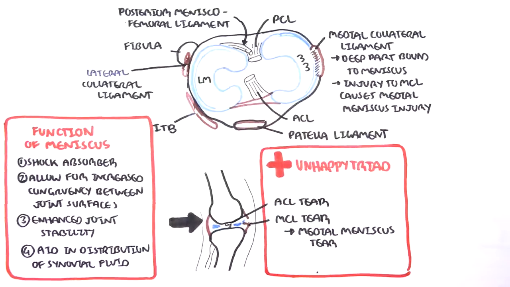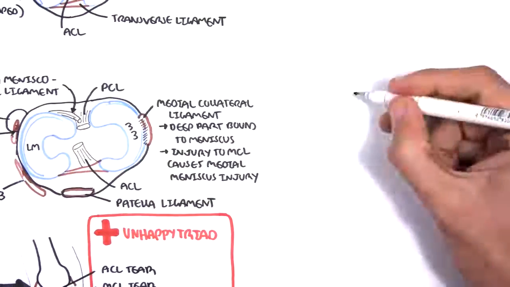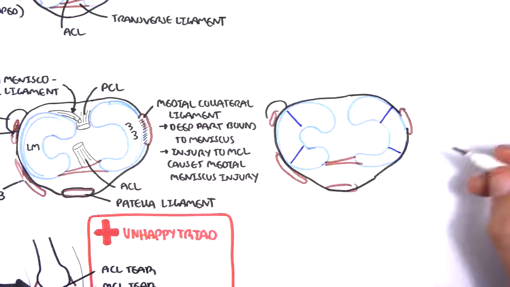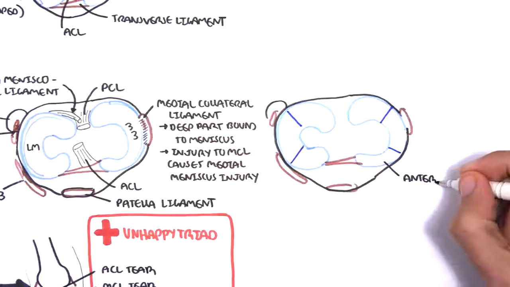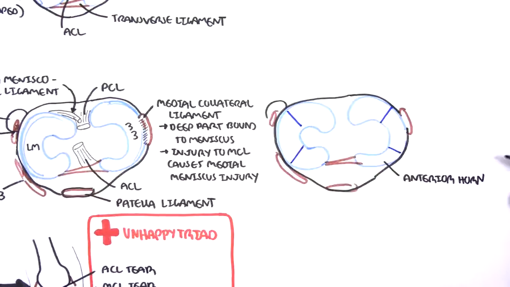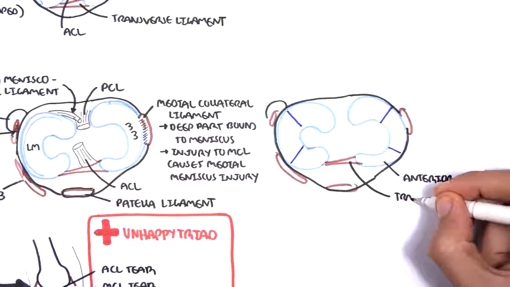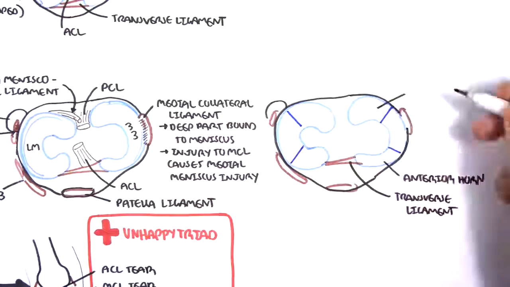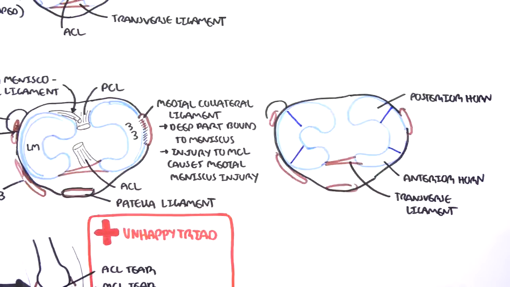Finally, again drawing the same image looking at the right tibia from the superior view, we can see the menisci again. The menisci can be divided into three sections. The anterior part are the anterior horns. The anterior horns are connected by the transverse ligament, but this is only seen in some people, not all. Then you have the posterior horns at the back.